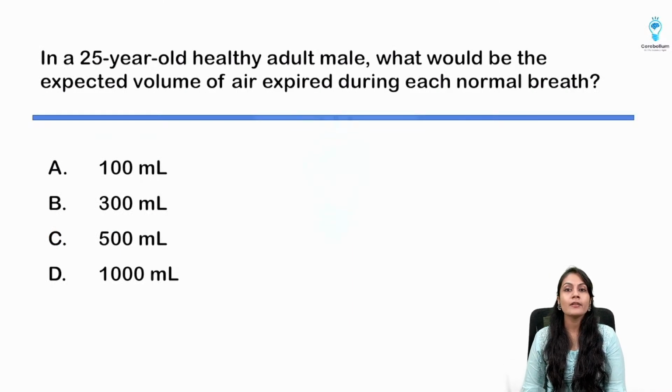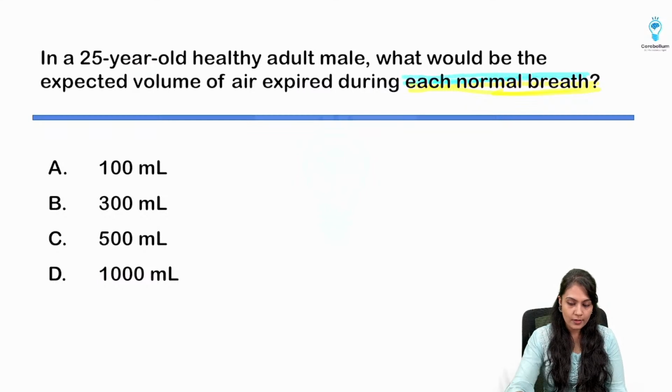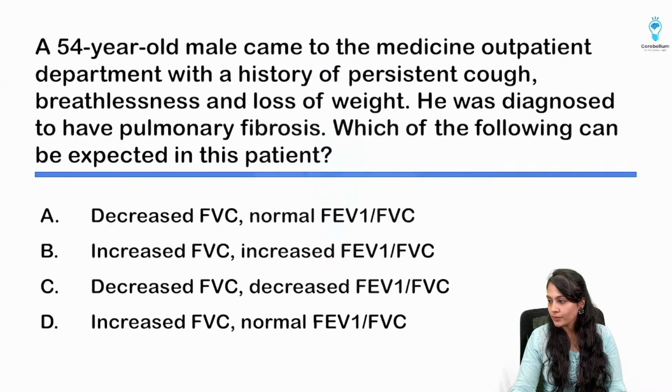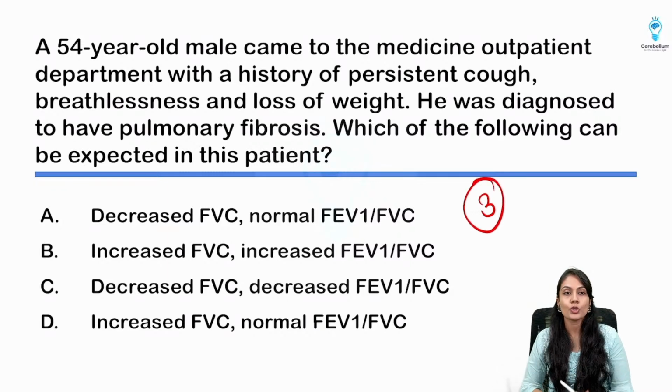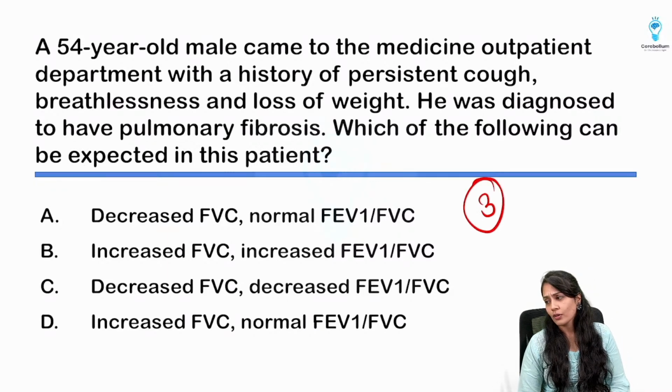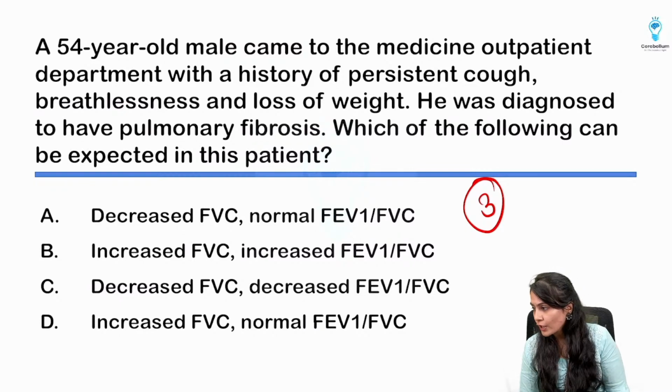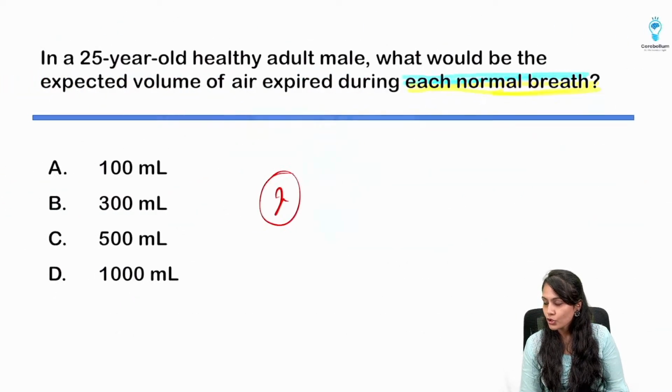Second question: healthy adult male, expected volume of air expired during each normal breath. During the normal breath, this is the hint over here. I have made the sheet, right? So what is the answer to the second question? Tell me the answer to the second question. Then comes the third question. Answer me the second question. Very easy question. Very good. Roy, Varun, Shivanshu, Shivam, Raj. Just check your answer, Vijay.